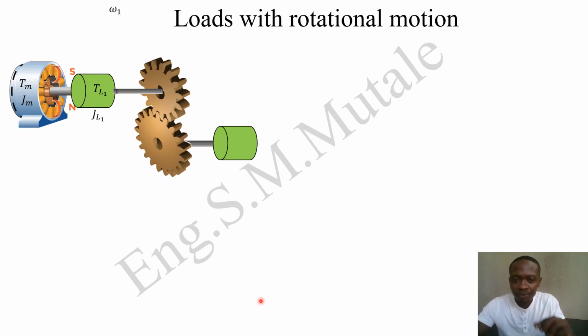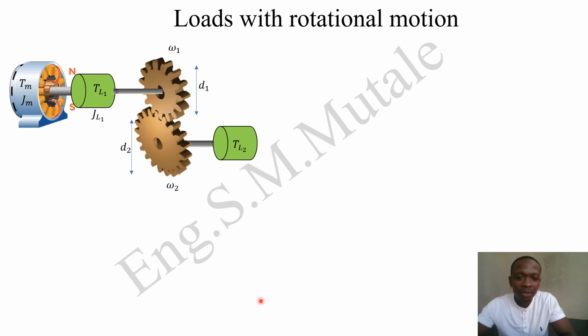In this gearbox, the first gear has an angular speed of omega 1, and the second gear has an angular speed of omega 2. The diameter of the first gear is d1, the diameter of the second gear is d2. Then the second load has the torque, which we're calling TL2, as well as the moment of inertia JL2. For this system, we are going to derive the following formulas.